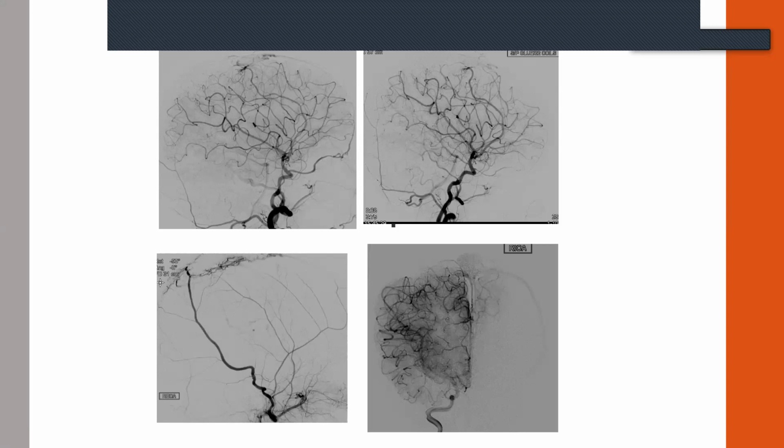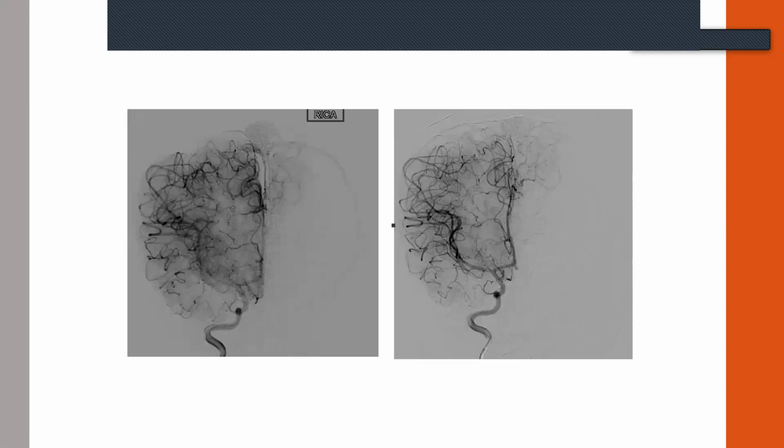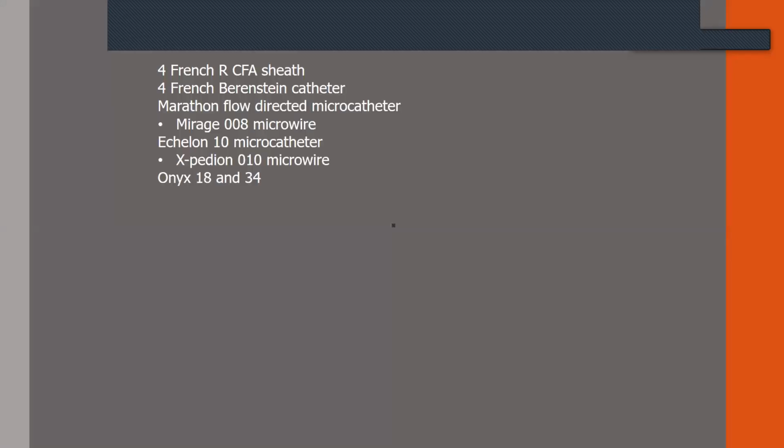It almost looks like a latex-like, glue-like material. It seals up blood vessels and it finds these abnormal channels, and we take advantage of that property to seal up some of these abnormal connections. But despite multiple rounds of Onyx, she still had some evidence of early venous drainage. So she was ultimately taken to the OR for microsurgical coagulation and clipping, and she ended up doing very well.